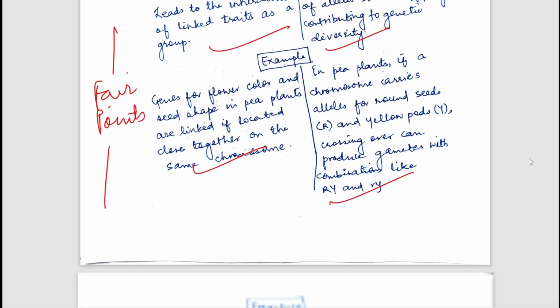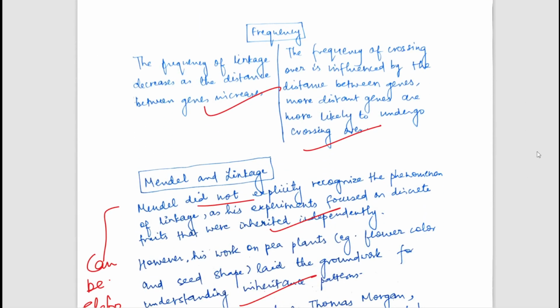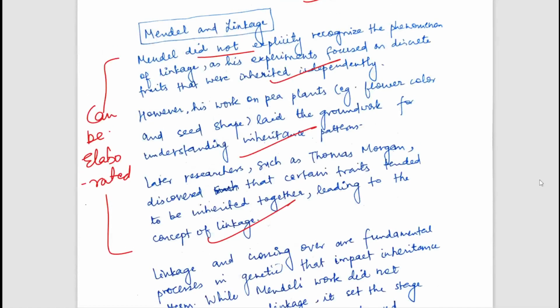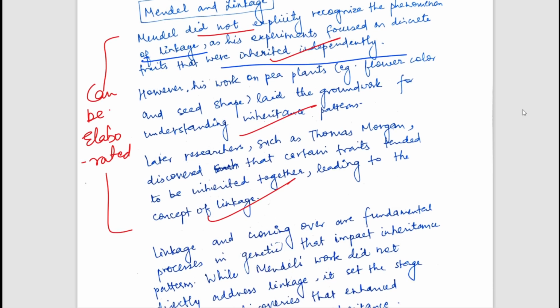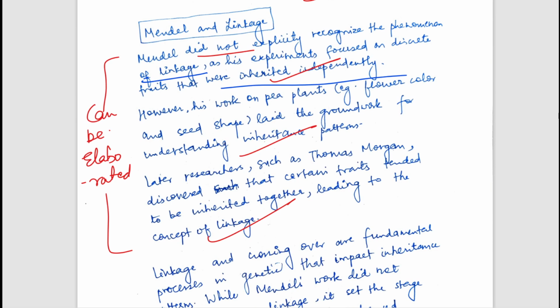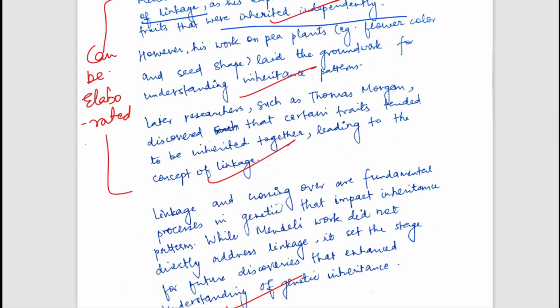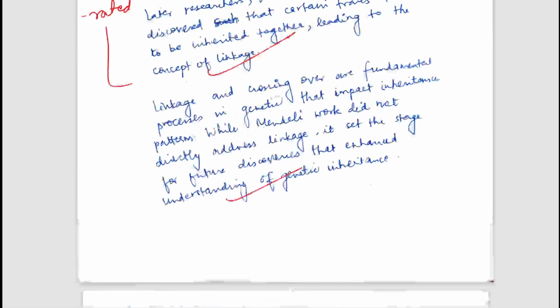So you can simply pause and read it. Frequency has been mentioned, and about Mendel and linkage has also been mentioned, that Mendel did not explicitly recognize the phenomenon of linkage, as his experiments focused on discrete traits that were inherently independent. So linkage was not properly discussed by Mendel, and whenever we write the shortcomings of Mendel, we also always write that linkage is not properly discussed. But it could be more elaborated as a 20 marker question. It is just written in 3 points, so that could be elaborated. So now let's move to the next question.